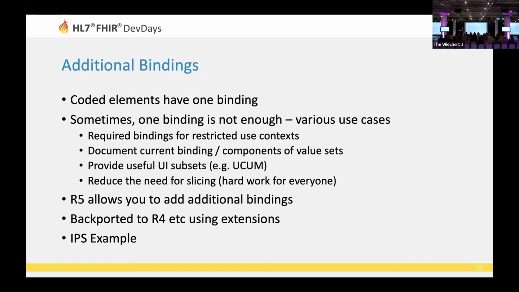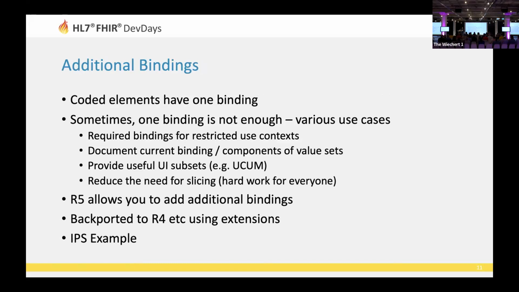We also defined a way to add additional bindings. In R4, coded elements can have a single binding to a value set, and that's the one that the validator uses to check. When we actually sat down and looked at what people were doing in real life, they were doing all sorts of variations around that.